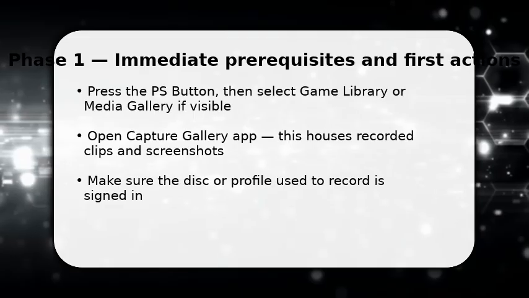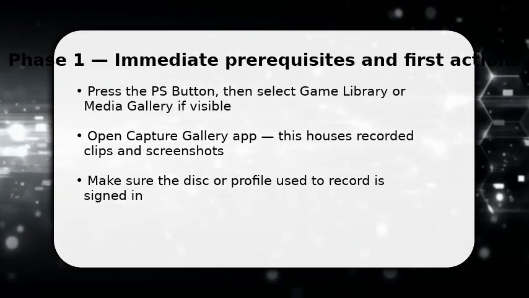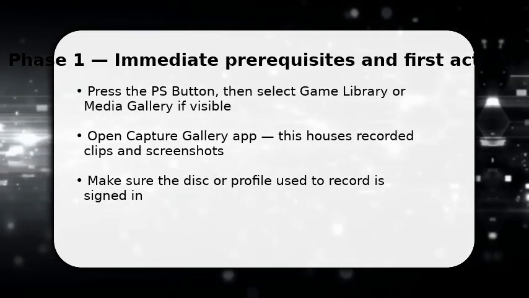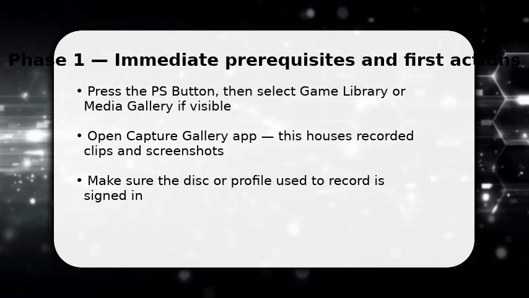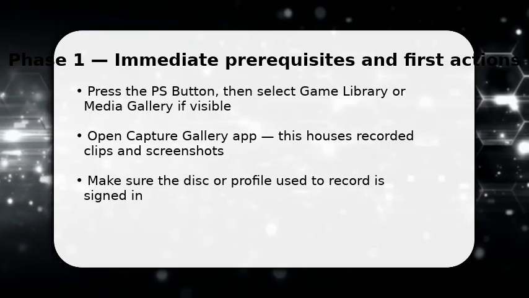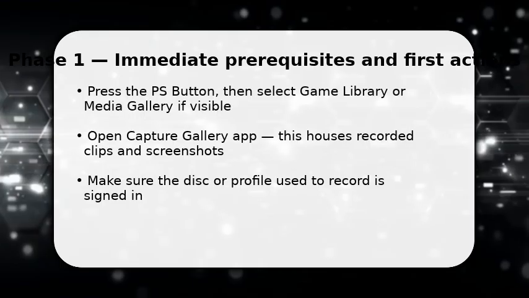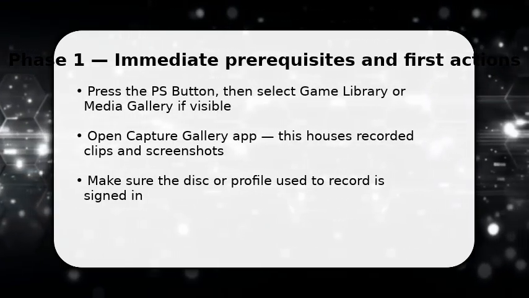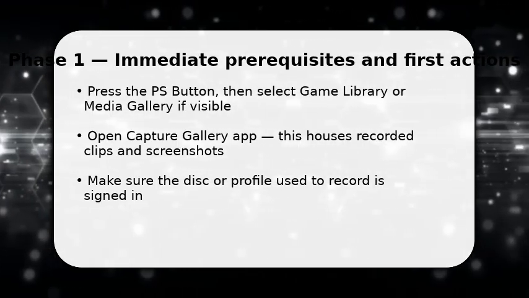You start by opening the capture gallery on your PS5. Press the PS button, then navigate to the media section and choose Capture Gallery. Once done, make sure you're signed into the profile that recorded the clips, because captures are profile-specific. If you saved to an external USB drive, connect it now and wait for the console to mount the device. You're now ready to view recorded content. Keep the controller handy for quick navigation and selection.